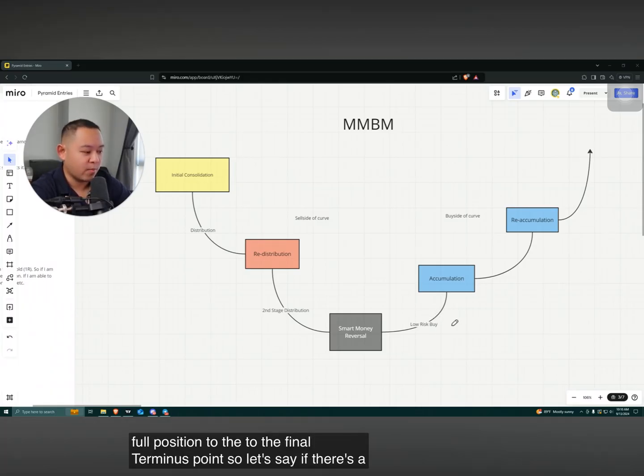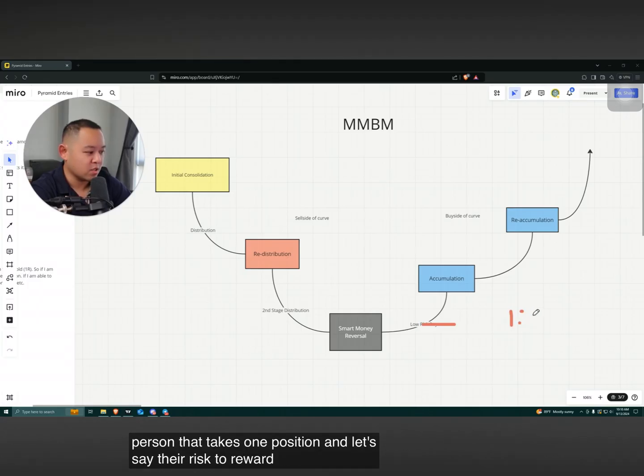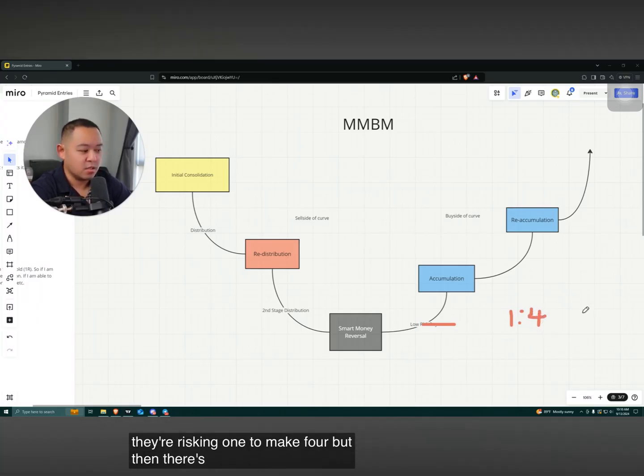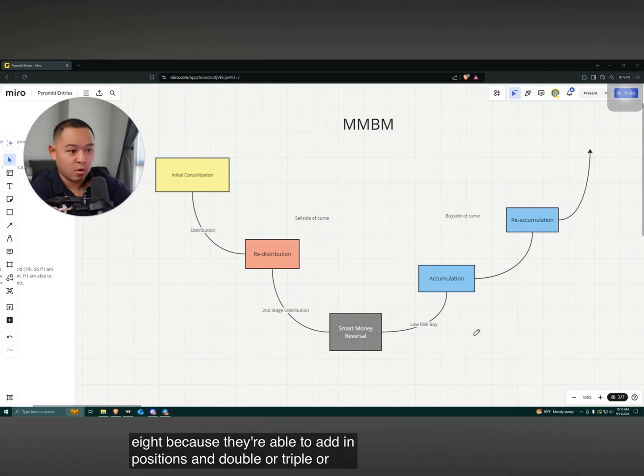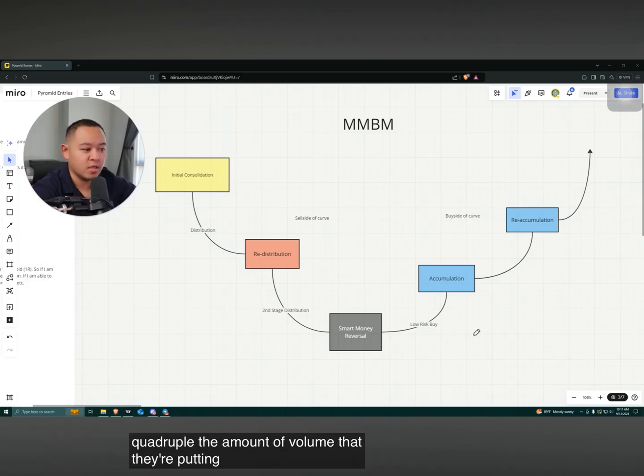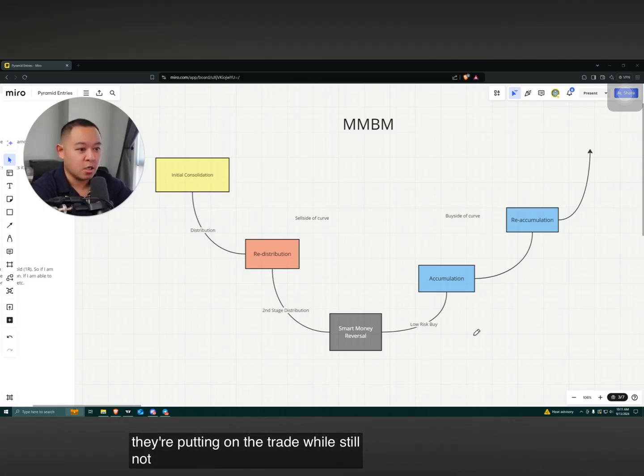So let's say there's a person that takes one position and their risk to reward is 1 to 4. So they're risking 1 to make 4. But then there's another trader that's scaling into trades. This 1 to 4 might end up being like a 1 to 8 because they're able to add in positions and double or triple or quadruple the amount of volume that they're putting in the trade while still not increasing their open exposure, if that makes sense.